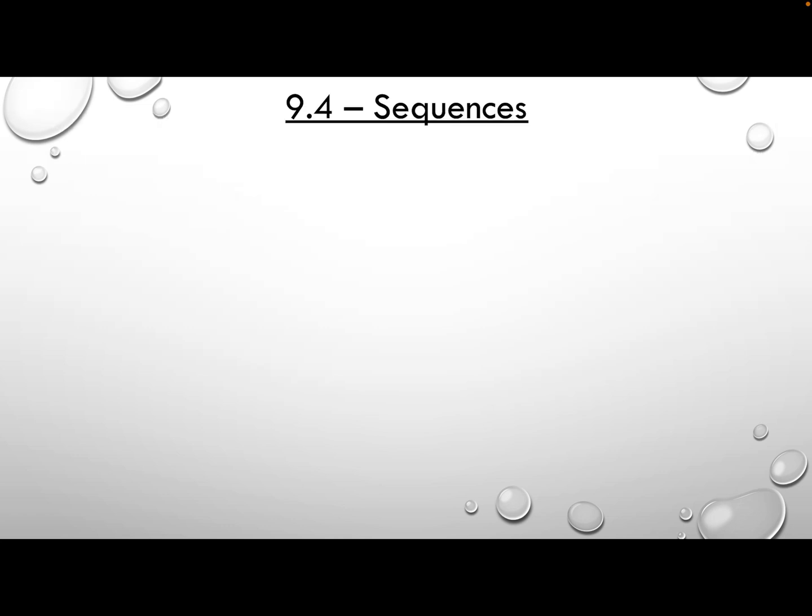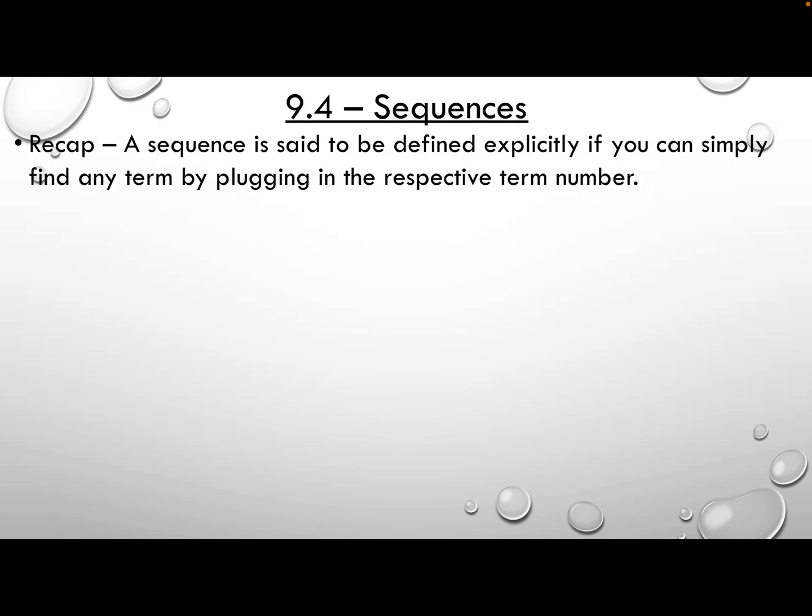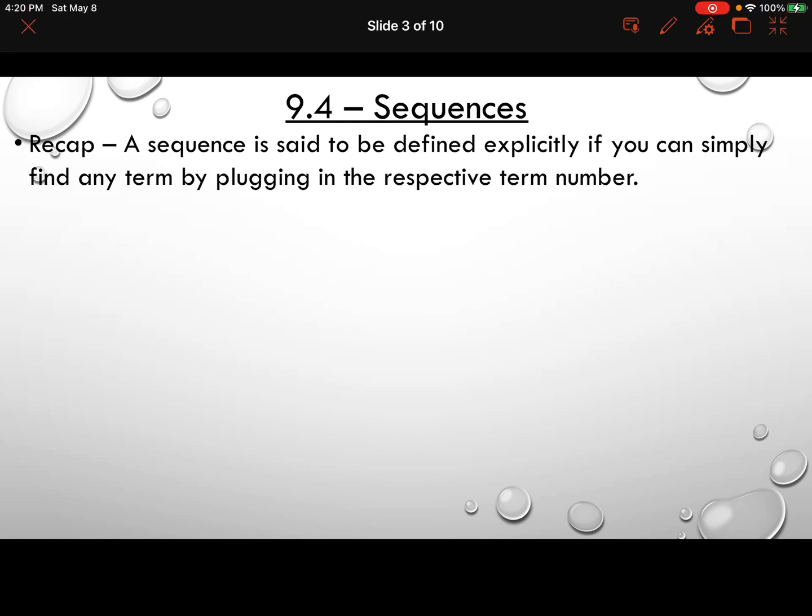First, a recap. A sequence is said to be defined explicitly if you can simply find any term by plugging in the respective term number. If I make up a quick example, a sub n is equal to 2n minus 1, that sequence would be defined explicitly because if I wanted to find the 10th term, I would do a sub 10 equals 2 times 10 minus 1. I would just plug in 10 into the formula and I would get 19. That was a sequence that is defined explicitly.